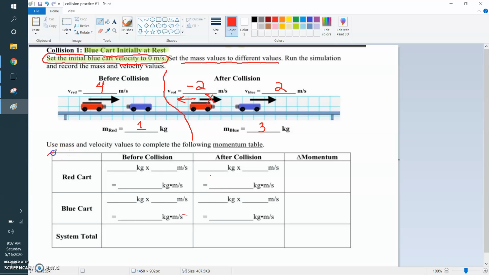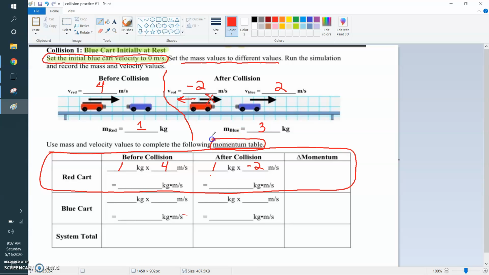So let's follow the red car all the way through. We'll do that first. The red car was 1 kilogram before and after the collision. The velocity before the collision was 4 meters per second, and after was -2 meters per second. We're calculating momentum, and momentum is mass multiplied by velocity. So we get 1 times 4, which is 4 kilogram meters per second. After the collision, 1 times -2, we get -2 kilogram meters per second.